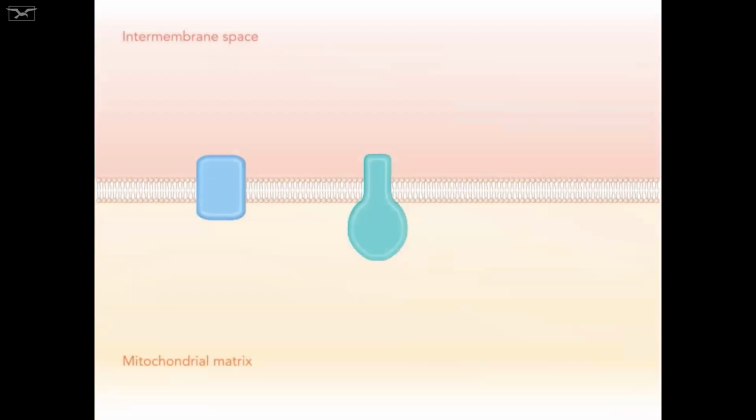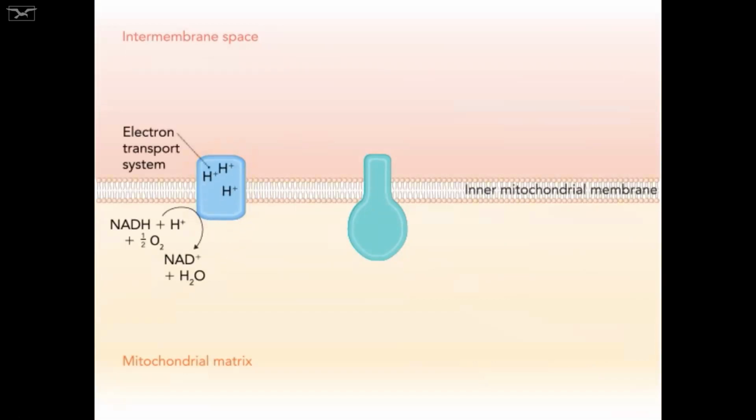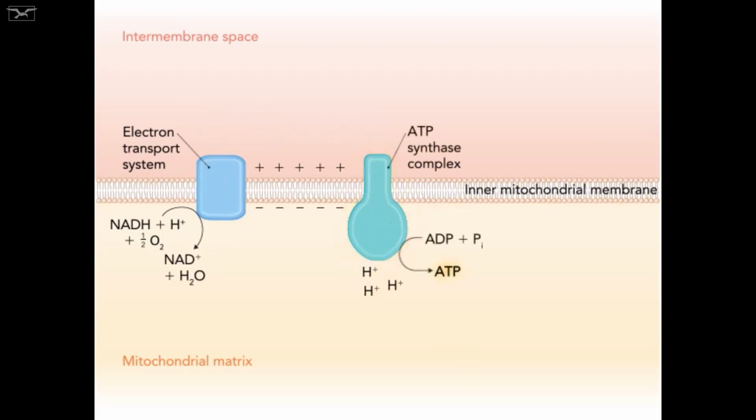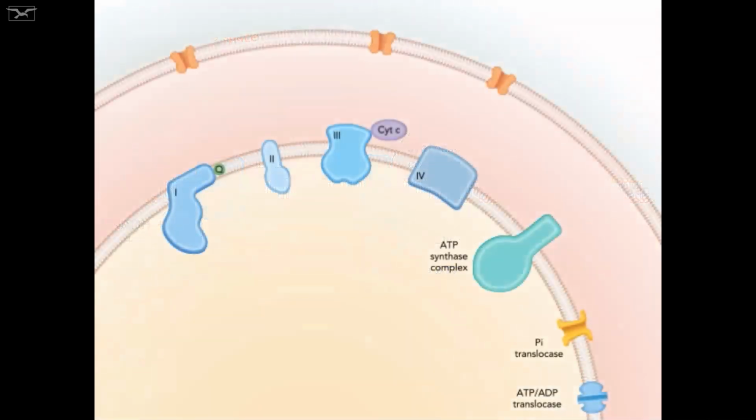In mitochondria, ATP synthesis begins when redox energy from the electron transport system is used to move protons across the inner mitochondrial membrane, creating a proton gradient. This proton gradient is a source of electrochemical energy, which is converted into chemical energy as protons move through the ATP synthase complex, generating ATP. Let's take a closer look at each of these energy transformations.